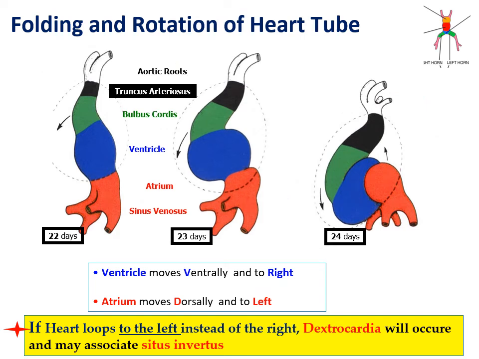There is something very important during the folding: how the folding happens, lateral, clockwise or anticlockwise. So, folding and rotating of the heart tube. Let us come again to the loop of the heart. Here the blackish one is the truncus arteriosus, and here are the two branches.